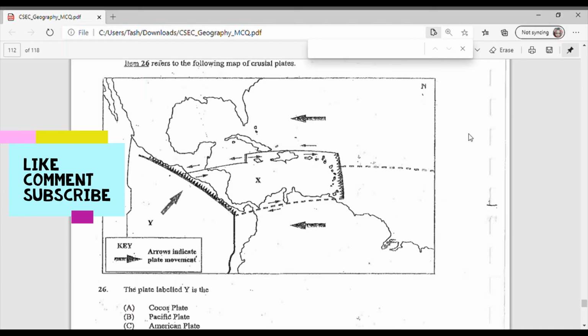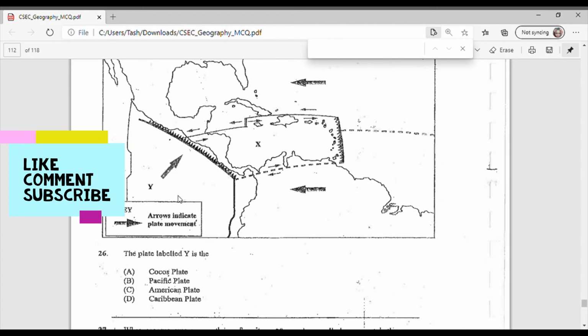26. Item 26 refers to the following map of crustal plates. This is something that you need to know. Questions like this usually pop up for you to label one of these crustal plates. The plate labeled Y is, so we have the Caribbean plate here. What I normally do to remember it easily, I look for the Caribbean islands, so I would know that this one is the Caribbean plate, and then I would learn the names of the plates right around it so that you can figure out what your answer is. Remember that this is Caribbean geography, so usually the plate that they're asking you in relation to would have been the Caribbean plate. So if you know the Caribbean plate and then you know the ones around it, it gives you a good advantage. So for 26, Y is A, the Cocos plate.